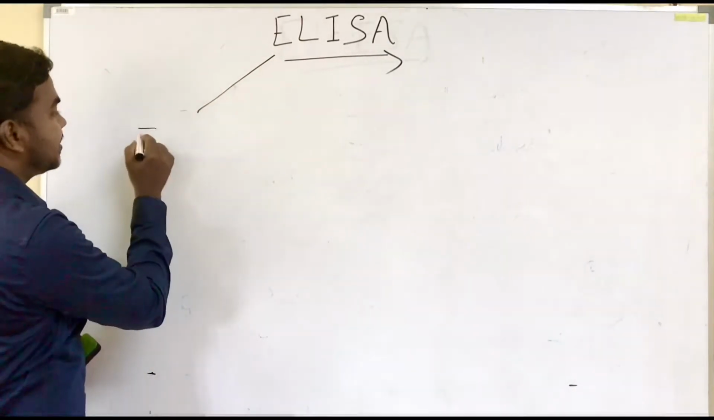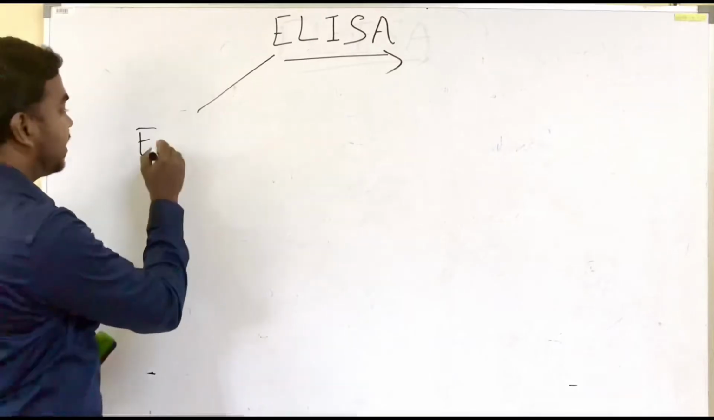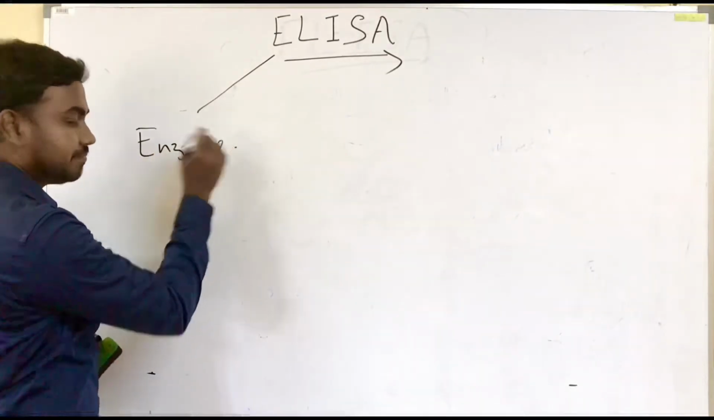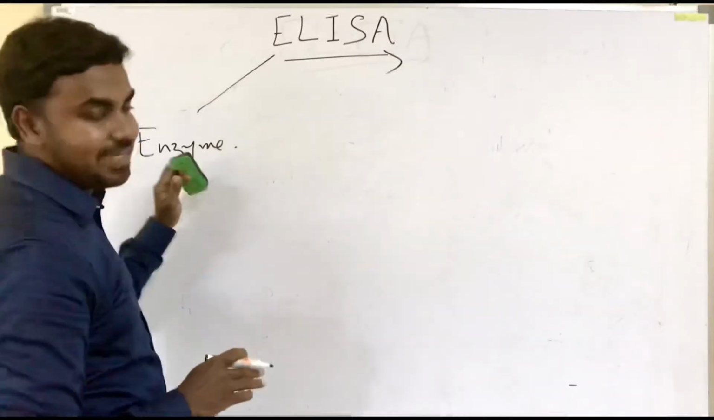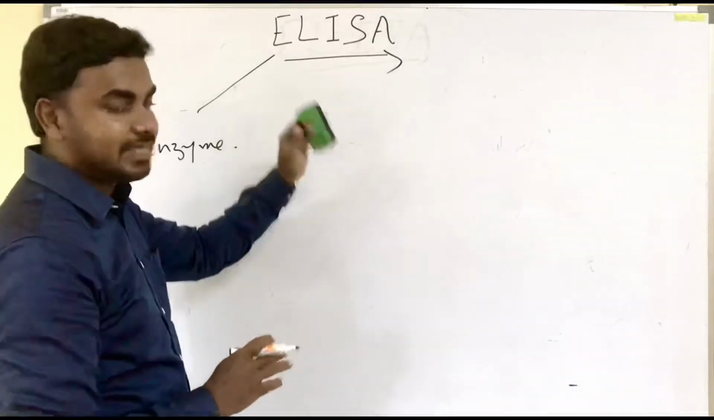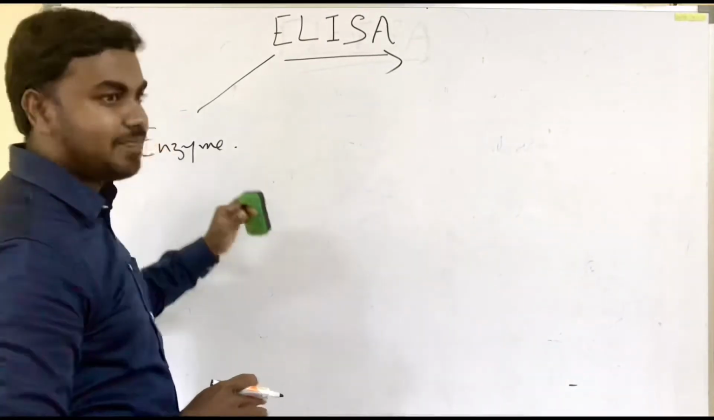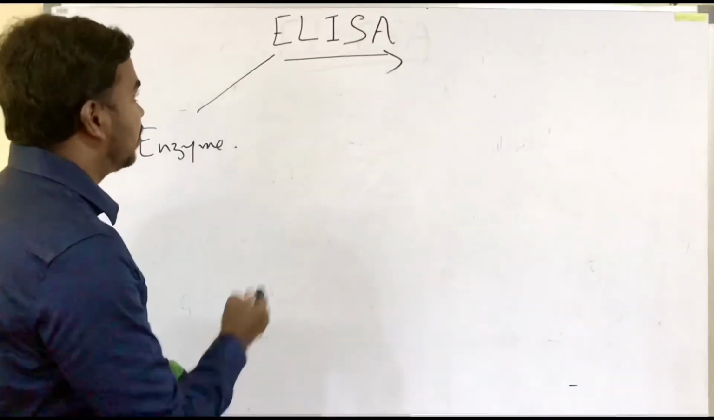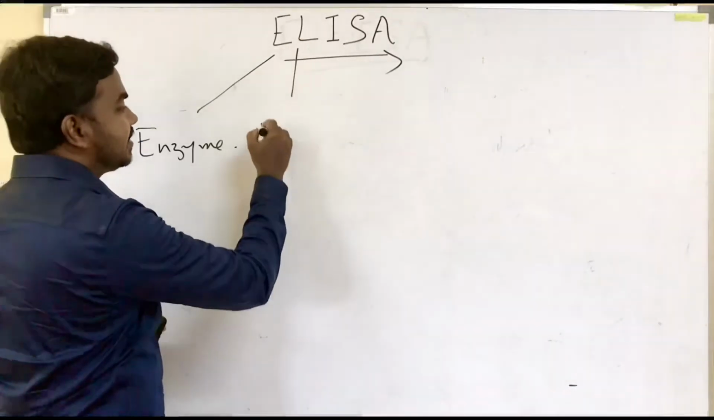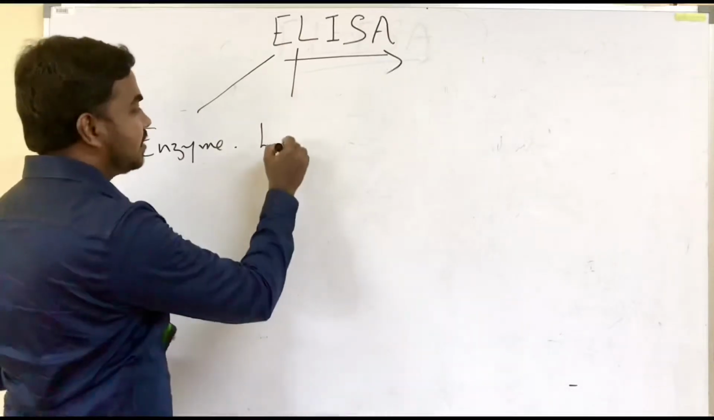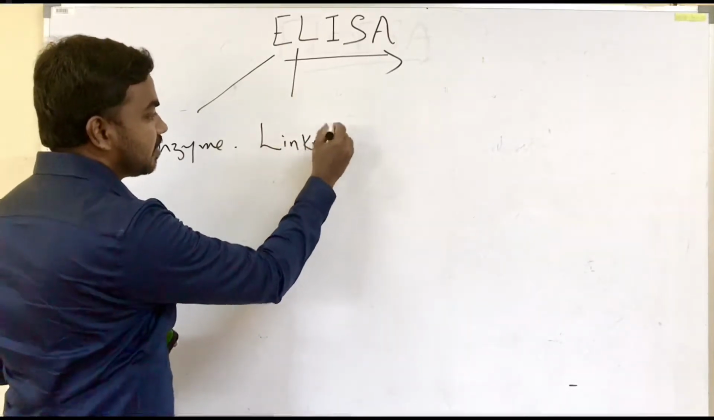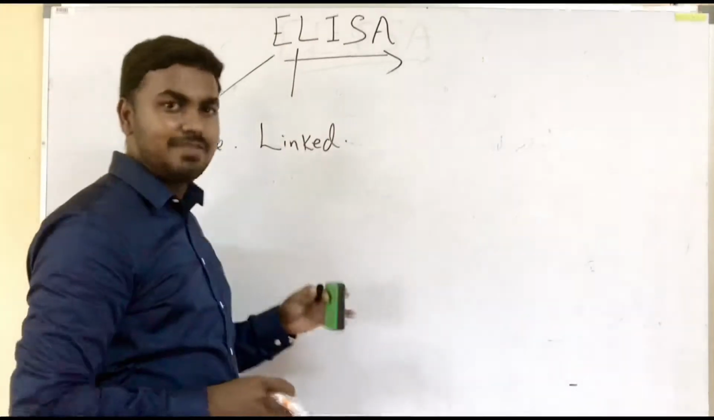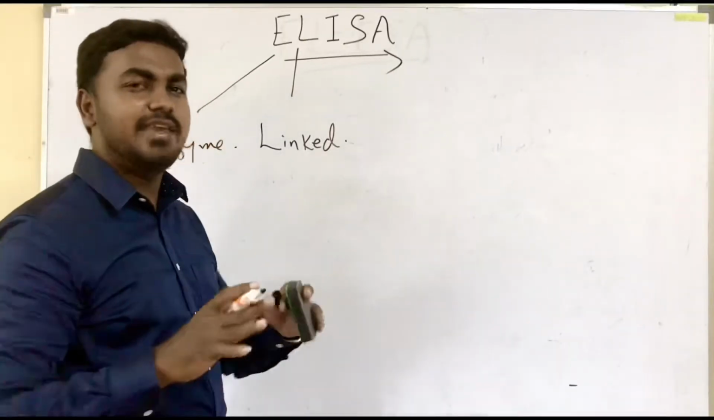The first one is E, that is enzyme. So we know there is an enzyme involved in this technique. So this enzyme is involved with what? It's another question raised. Okay, I'm going to expand the second one, that is L. L means linked. Linked. So this enzyme is linked with something else.